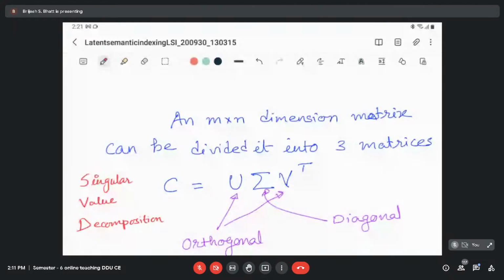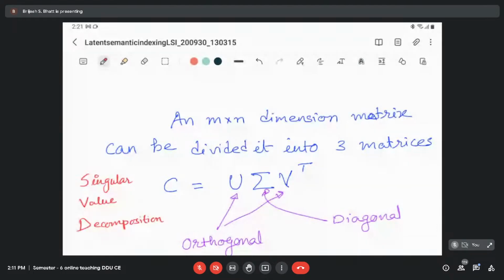Singular value decomposition theory says that you can take any m cross n dimensional matrix and divide it into three matrices: U, sigma, V transpose, where U and V are orthogonal matrices, and sigma is a diagonal matrix. Only diagonal elements are there. So that is the theory of singular value decomposition. How does it fit in our story?